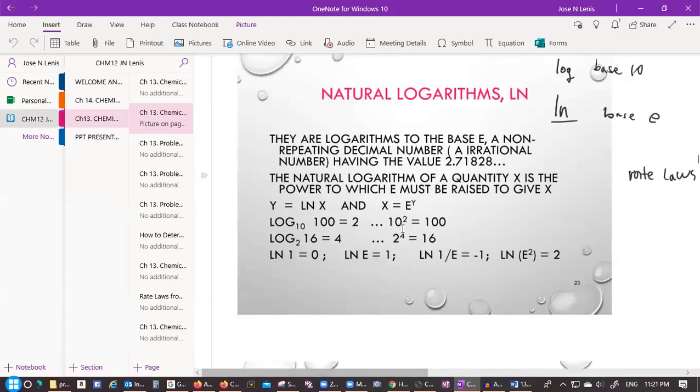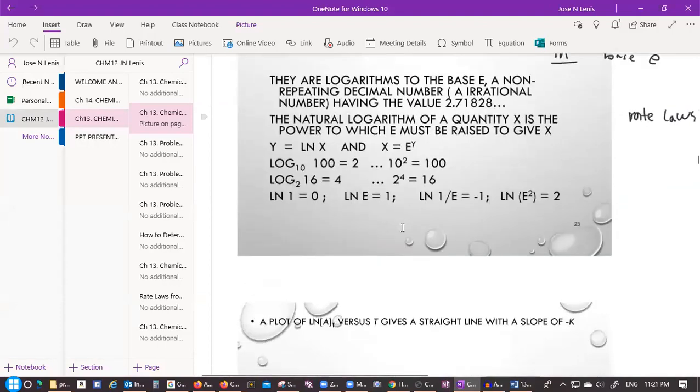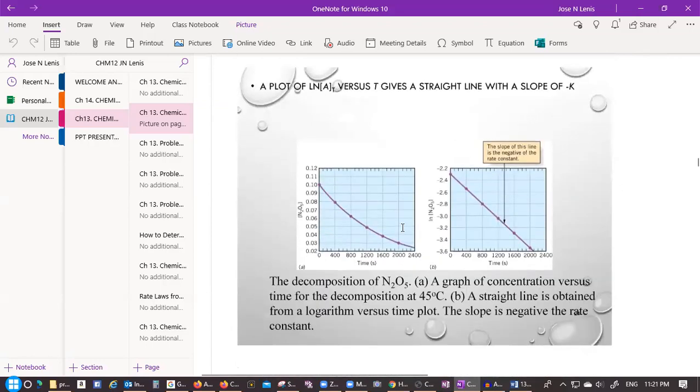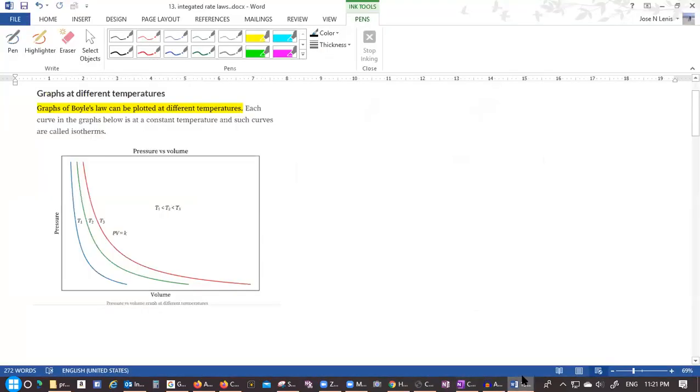All right, so the next topic within this chapter is integrated rate laws. Let me approach that as follows. I'll show you one example of how important are graphs of experimental results.